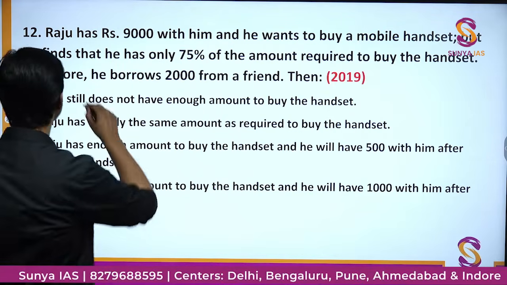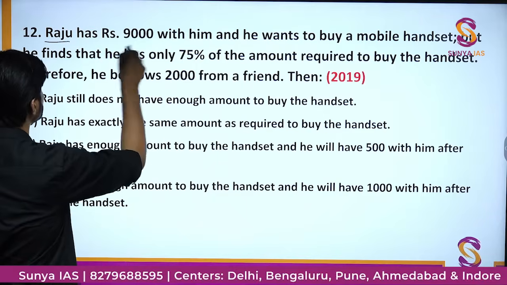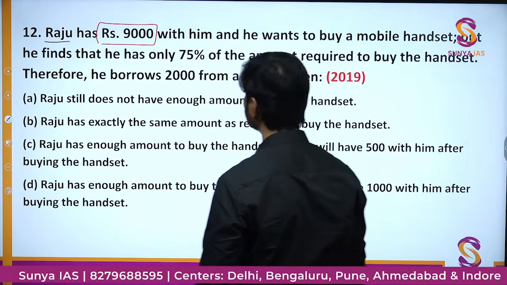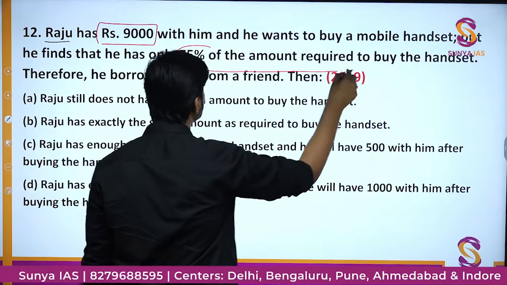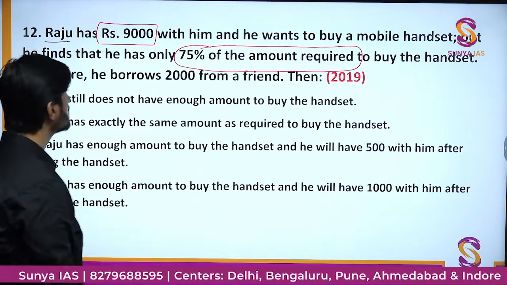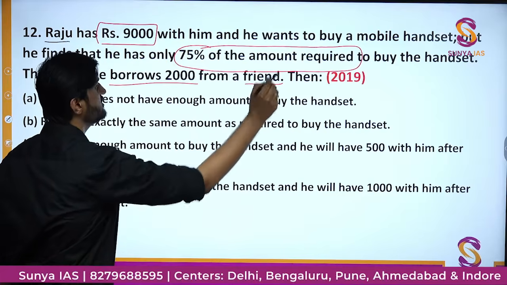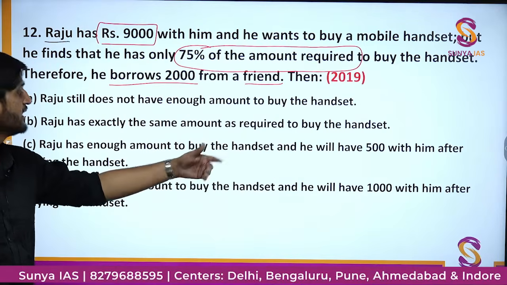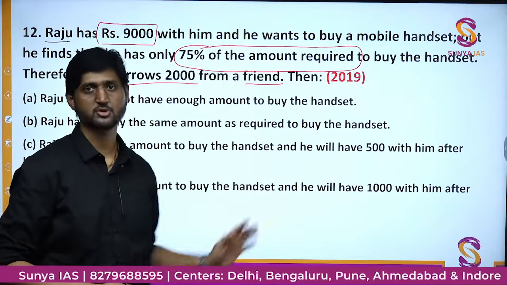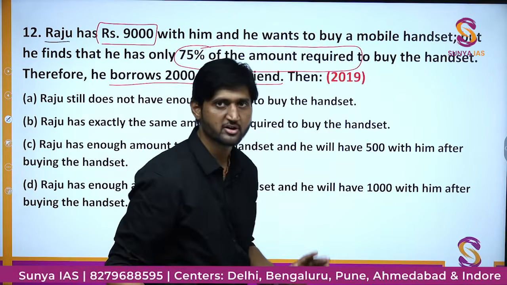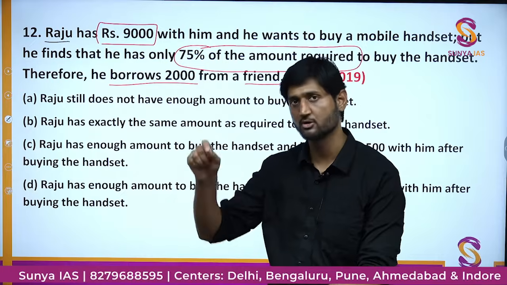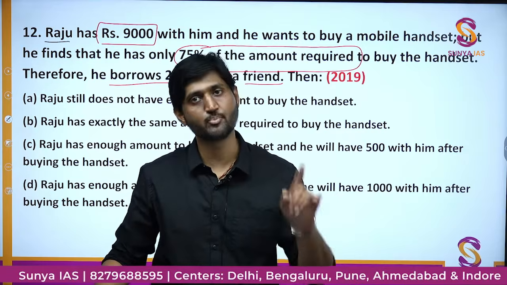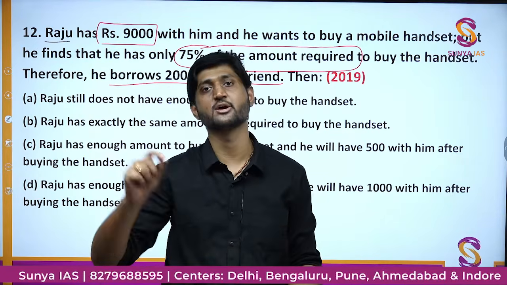Okay, so there is a guy called Raju, and he has rupees 9,000 with him, and he wants to buy a mobile, but he finds that he has only 75% of the amount required to buy the mobile phone. So what he does, he borrows rupees 2,000 from his friend. Now it is being asked: he does not have enough money, he has just enough money, he has 500 more, or 1,000 more. These are the 4 options. So the basic idea of the question is: a person is going to purchase a mobile, he does not have enough money, and now he borrows. After this borrowing, is he able to purchase the phone, or does he have less money, or more money?